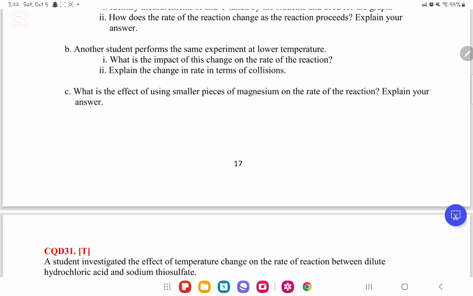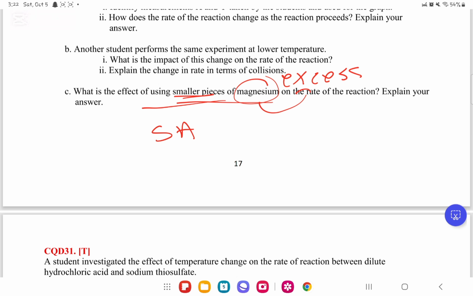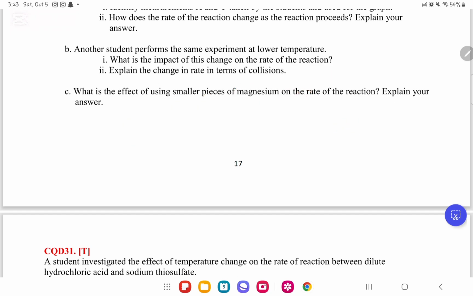Now see, what's the effect of using smaller pieces of magnesium? Magnesium is our excess. So if we're using smaller pieces, it doesn't really matter because we're changing the surface area. The surface area means the pieces, okay? But I'm just saying in general, magnesium is our excess. So if we're using smaller pieces, that means we are increasing the surface area, and if we increase the surface area, then we will increase the reaction rate. So this is pretty much it for CQD 30.